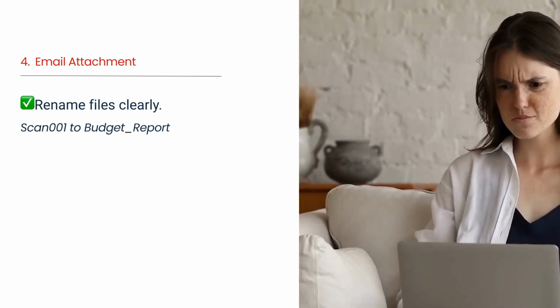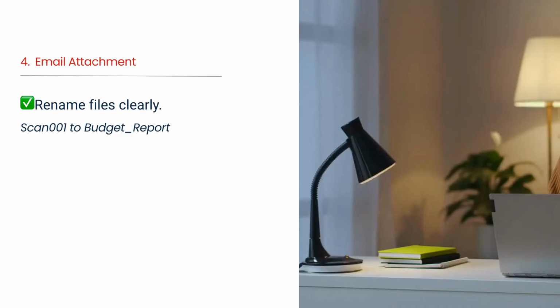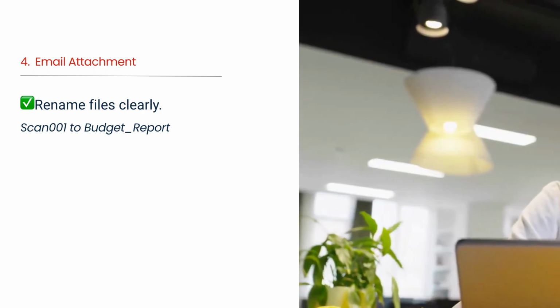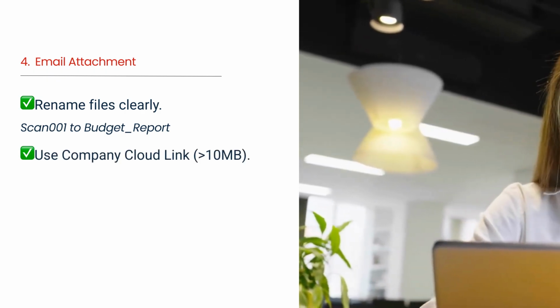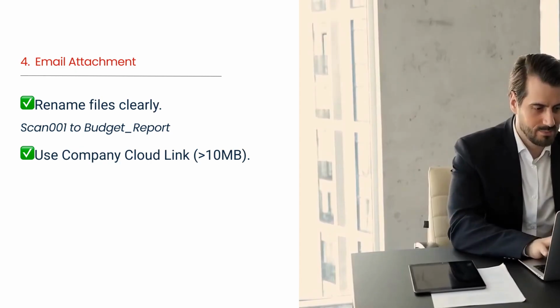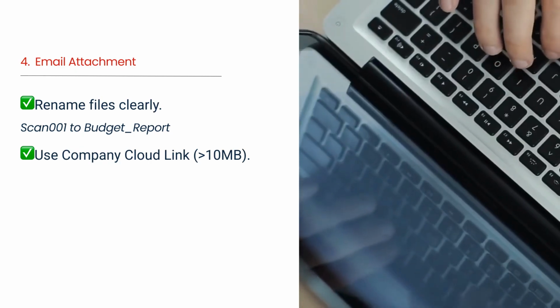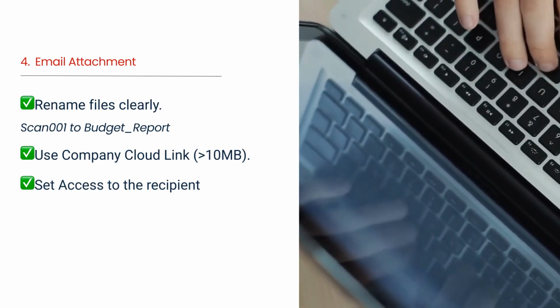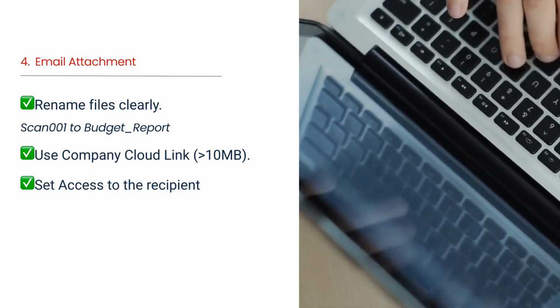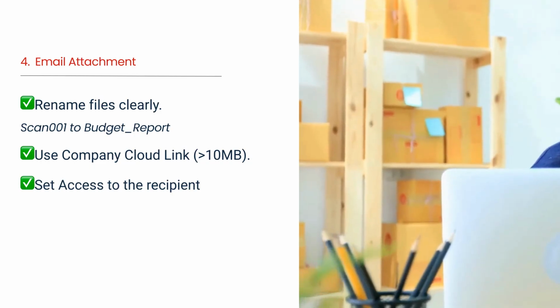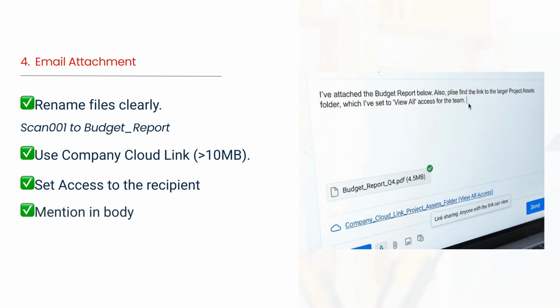For example, changing scan 001 to a budget_report, so the recipient knows exactly what it is. Second, check size limits. If the file is over 10 MB, use the official company cloud link. Crucially, before you send, grant access to your recipients. Sending a link that asks for permission is a waste of everyone's time. Finally, don't assume they will see the paperclip icon. Mention the attachment explicitly in your message body.